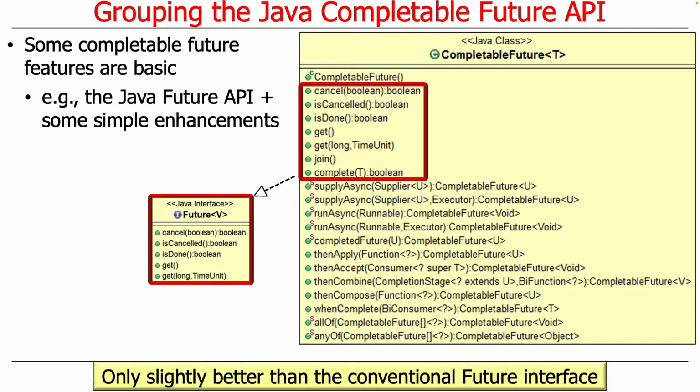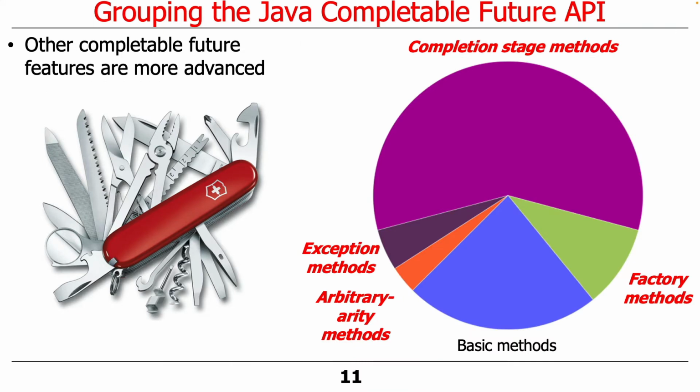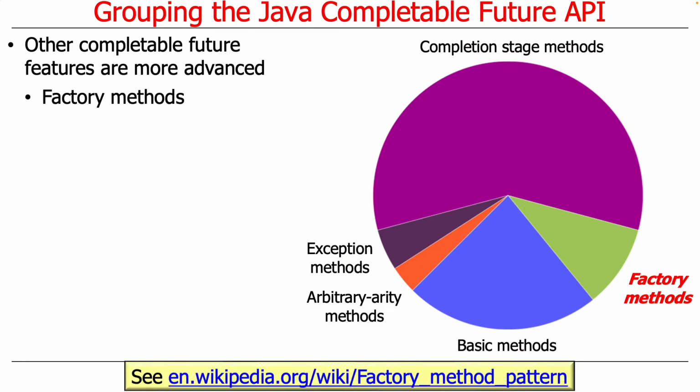You would be remiss if you focused your use of Completable Futures only on those basic methods, because it would be like, what was the point of that? You should just use a future. But you should not use a future, because it's got limitations, as we saw. Mercifully, there are a bunch of other more advanced Completable Future methods, which we're going to talk about. So factory methods, completion stage methods, arbitrary arity methods, which is a funny name, and exception methods. So let's talk a bit about these.